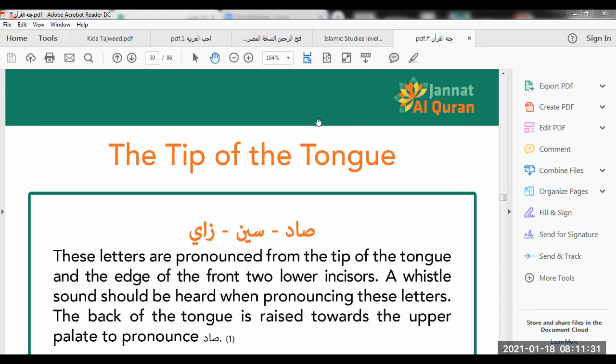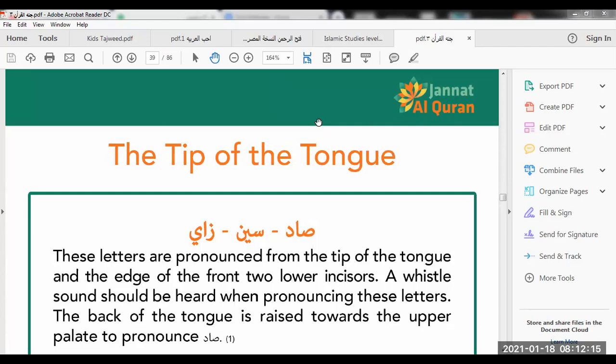Qaf and kaf come from the back of the tongue. Then we moved to the middle of the tongue. We had 3 letters in the middle of the tongue: jim, sheen, and ya. Then we moved to the letter of dad, then noon, lam, ra, heavy ra, and light ra. Then we moved to the tip of the tongue. Starting from the last class, the tip of the tongue first group: ta and dal and ta.